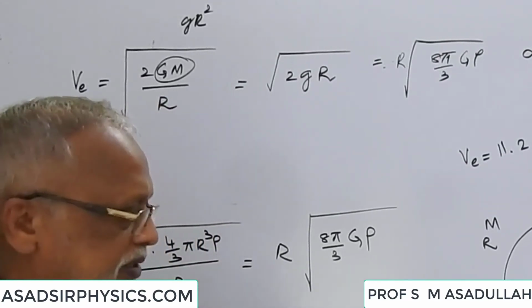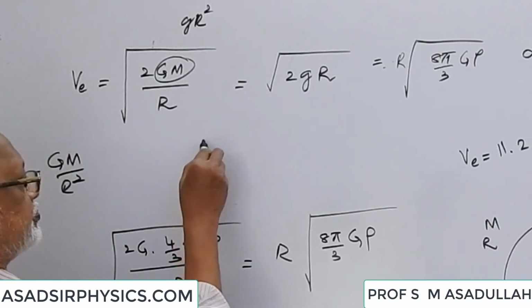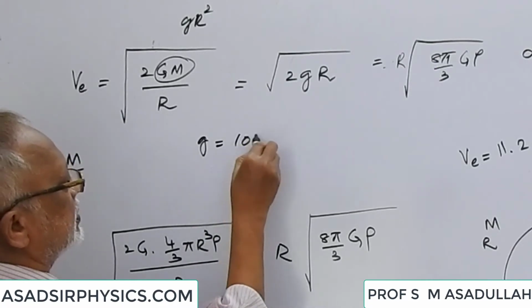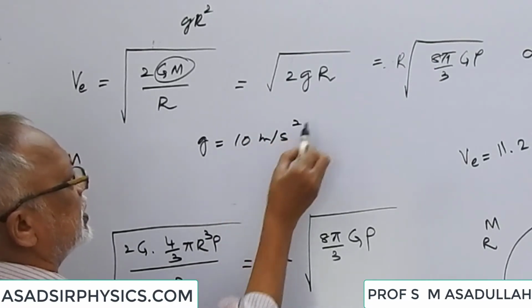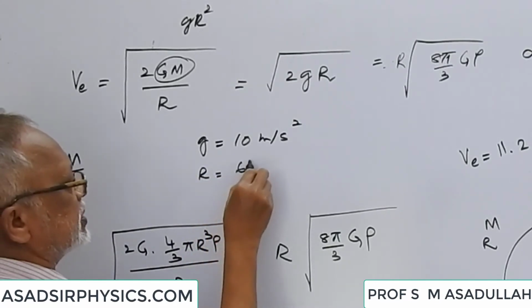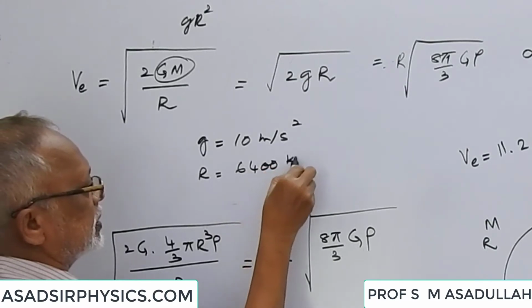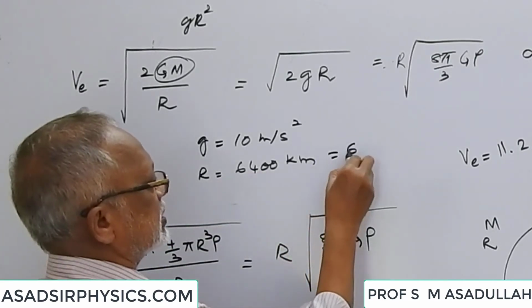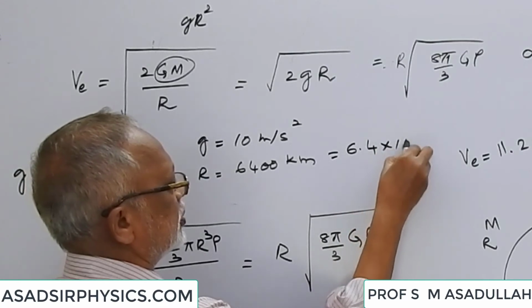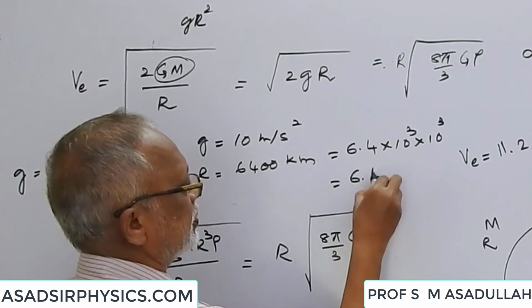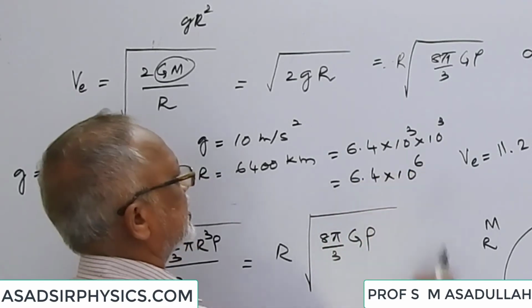Suppose it is given like this. On a certain planet, the acceleration due to gravity is 10 meters per second square and the radius of that planet is 6400 kilometers. Before substituting, this should be converted into meters. So you will get it as 6.4 into 10 to the power of 3 into 10 to the power of 3, that is 6.4 into 10 to the power of 6 meters.